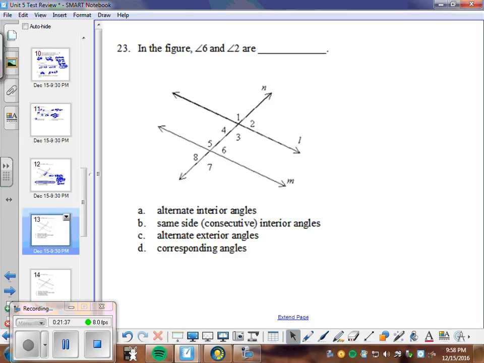All right, in the figure, angle 6 and angle 2. So we're looking at 6 and 2. Okay, you've got one on the outside and one on the inside. This one's outside the lines. This one's inside the lines. And if you draw this, the letter F is the way corresponding angles do. See that letter F? It could be backwards or on the other side. Both of those are your corresponding angles. So, corresponding.